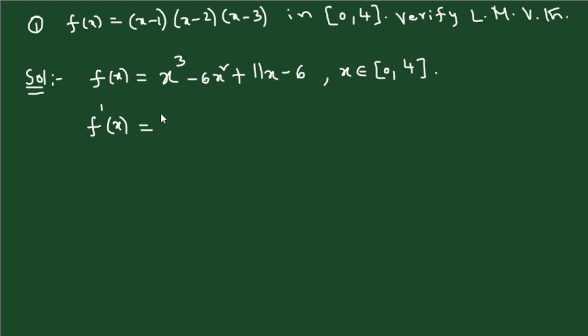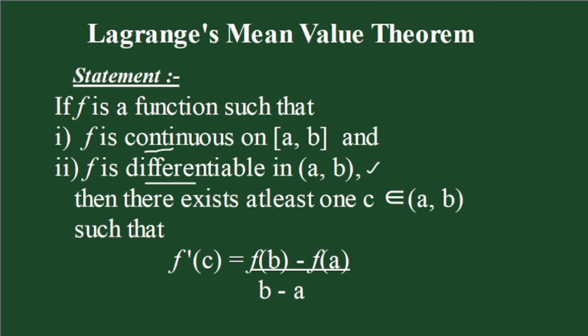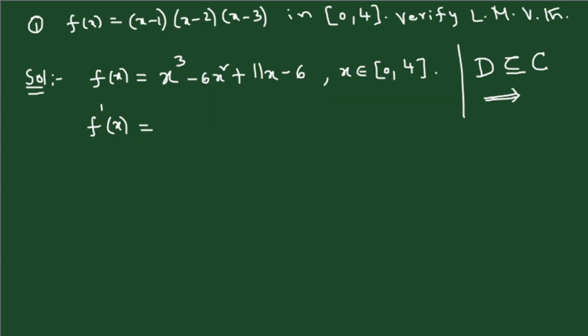So the concept is every differentiable function is continuous. That means differentiability implies continuity. If a function is differentiable, then it is continuous. So if the second condition is satisfied, then the first condition is also automatically satisfied. Therefore, we try to find or prove the second condition, differentiability. So for that, we need to find the derivative.